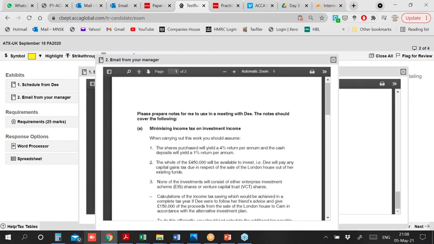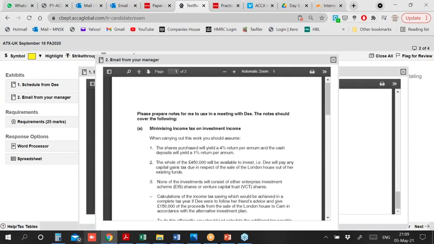Otherwise, in most of the questions, he always asks me to first calculate the after tax proceeds that will be available to invest, and then he asks me about the aspects of investment. Okay, none of the investments will consist of EIS or VCT. So out of that 350, they will not be investing in EIS or VCT. I guess for that D has paid the separate 50,000, which he has told us in the last part.